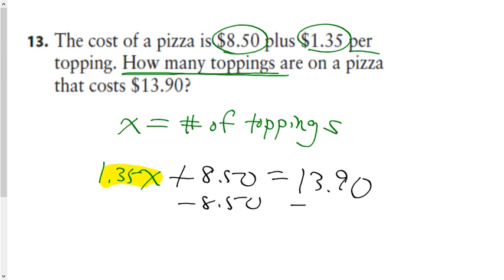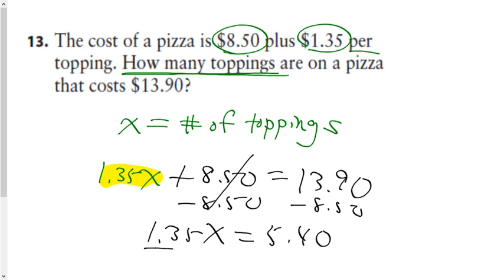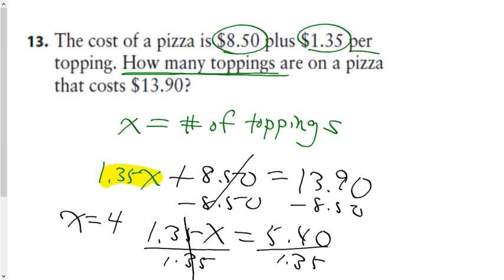Subtract the cost of the pizza from both sides. The cost of your toppings will equal $4.40. No, $5.40. Then divide both sides by the cost of your topping. And x will equal 4. Therefore, how many toppings did you have? You had ordered a pizza with 4 toppings.